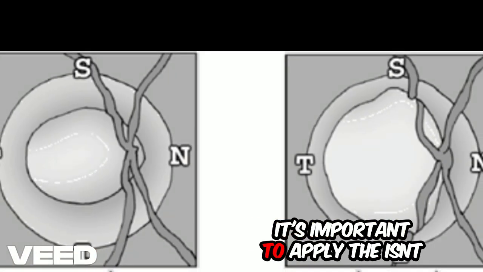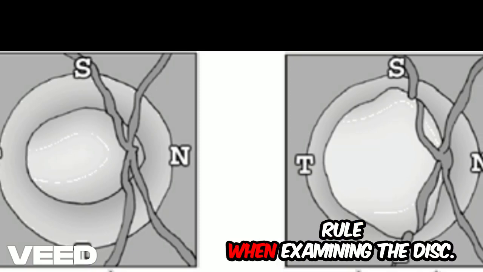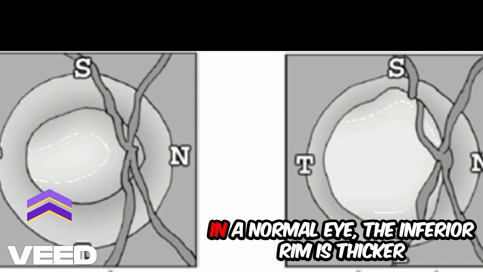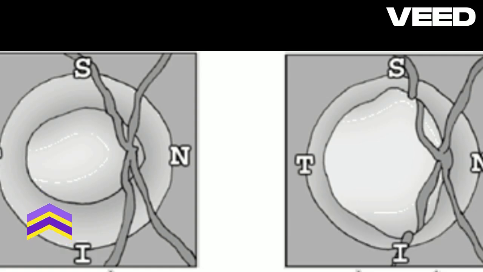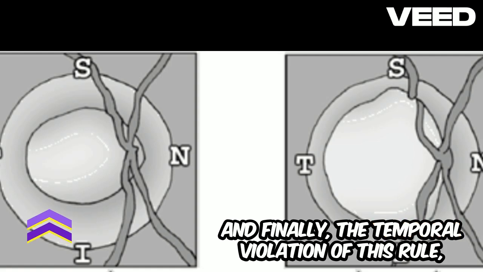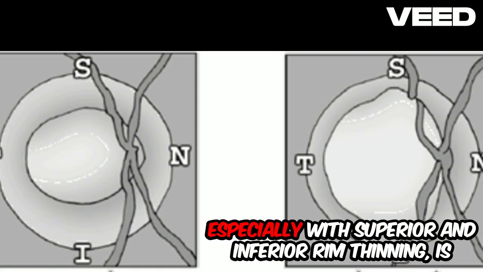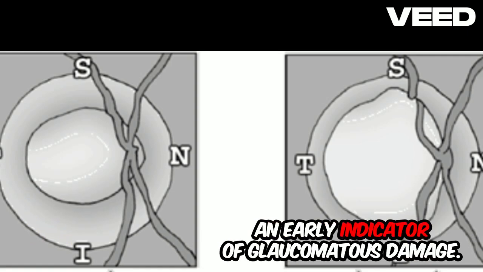It's important to apply the ISNT rule when examining the disc. In a normal eye, the inferior rim is thicker than the superior, which is thicker than the nasal, and finally the temporal. Violation of this rule, especially with superior and inferior rim thinning, is an early indicator of glaucomatous damage.